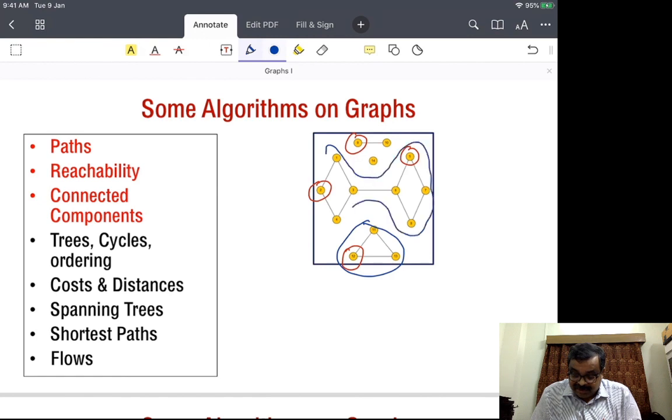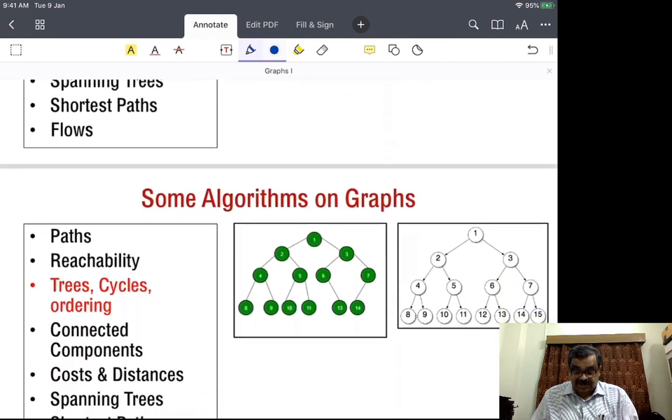This is a second connected component. This is a third connected component, and this lone node is a fourth connected component. In a directed graph, the connected component concept becomes a little different.